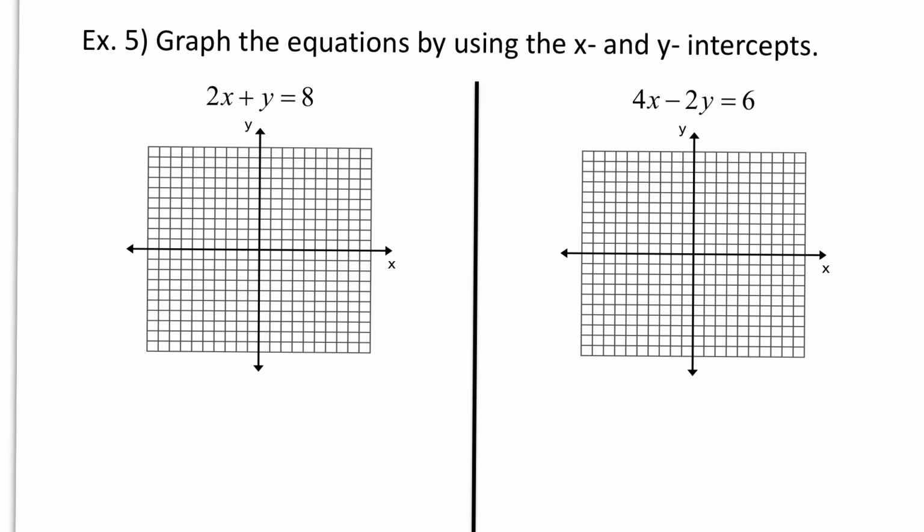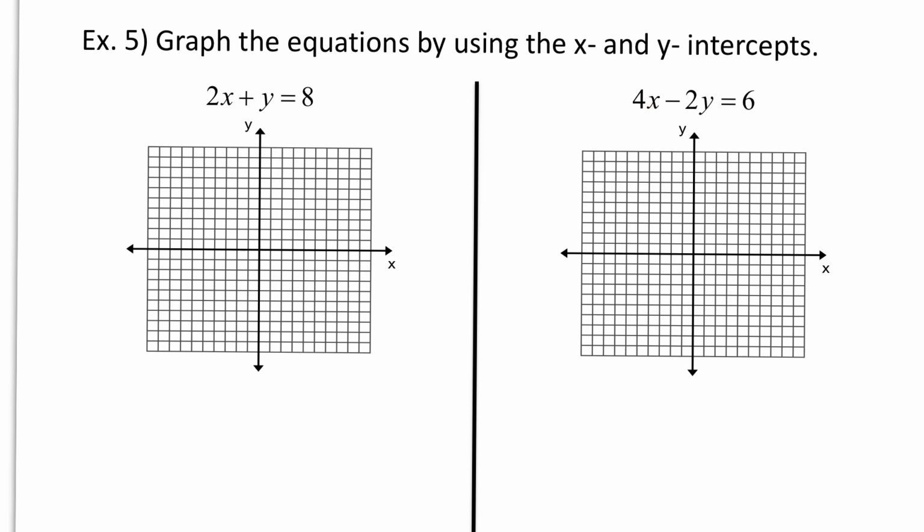I need to find the x-intercept and the y-intercept. You notice that we have 2 different graphs here, or 2 different equations. 2x plus y equals 8 is in standard form because the x and the y are on the same side. A is positive, and there are no fractions, so that's good. Over here, it is in standard form because the x and the y are on the same side. A is positive, and we don't have fractions.